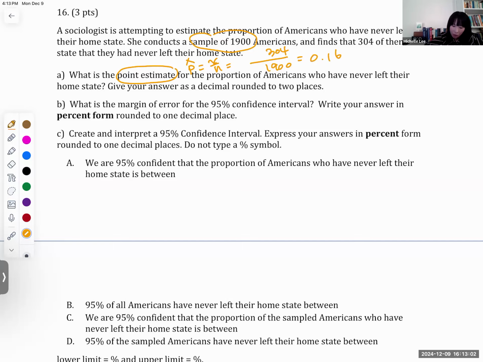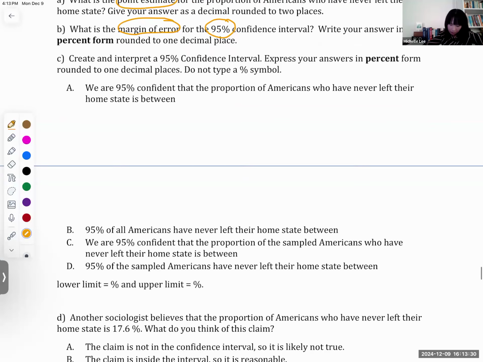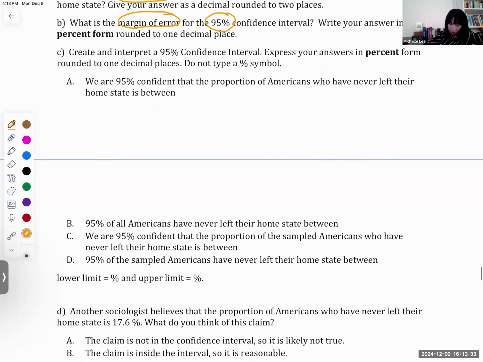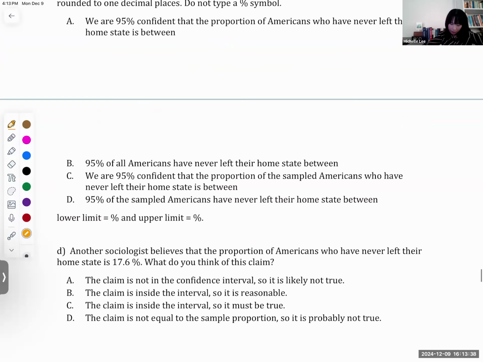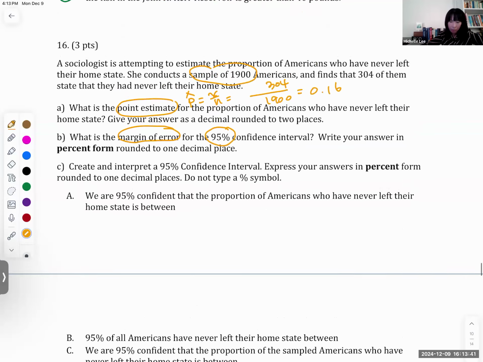Okay, margin of error. I'm going to tell you indirectly. 95% confidence level, right? And then we're going to create the confidence interval, right? They don't really say. Okay, so let me just show you.